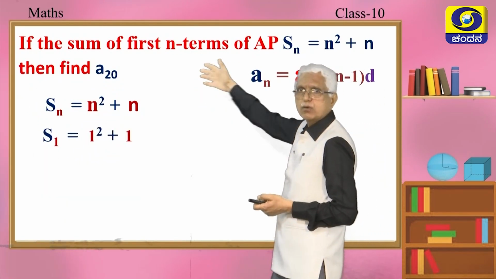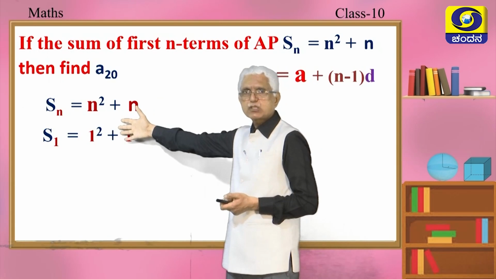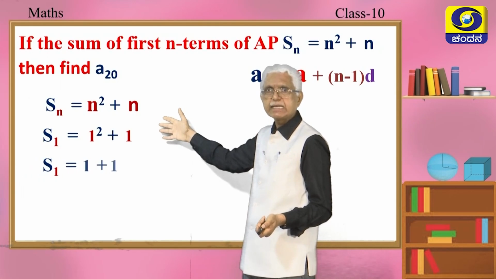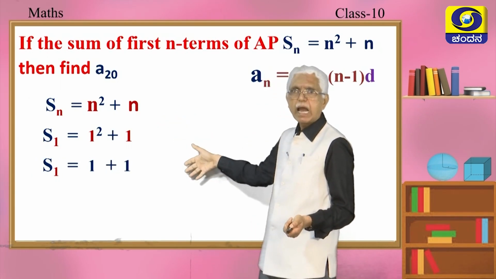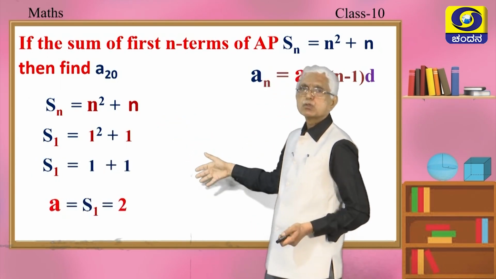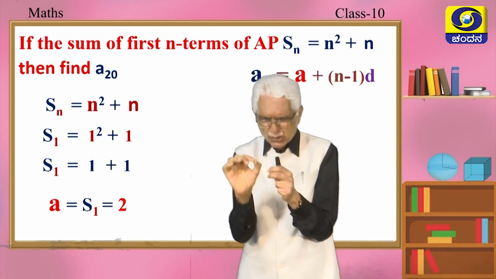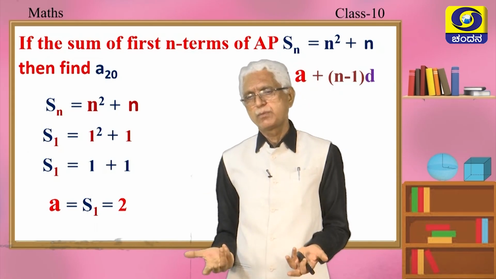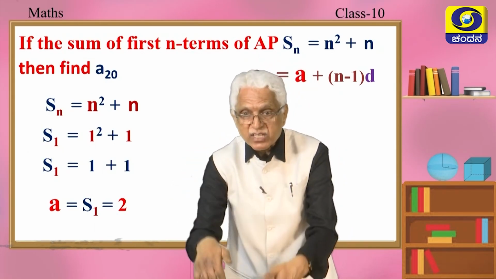First let us find out S1. S1 is 1 square plus 1, that is 1 plus 1, and that is 2. So S1 is 2. S1 is nothing but the sum of the first term. What do you mean by the sum of the first term? The very first term.